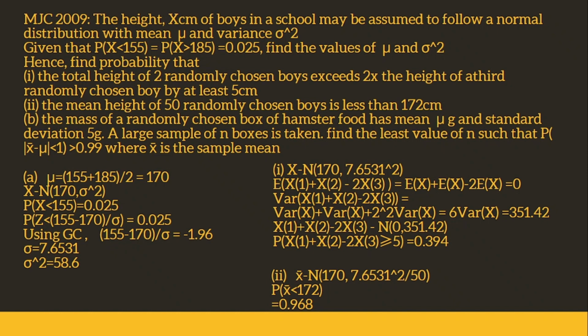Then for the last part, we'll have X bar having a normal distribution of mean 170 and variance 7.6531 squared over 50. We're going to find the probability that X bar is less than 172, which will equal 0.968. This is a bit on our sampling and hypothesis testing chapter as well, but basically if you want to find the mean height of randomly chosen boys, you always divide by the sample size to get the variance. The mean remains the same, but the variance you have to divide by the sample size. After you do that, you get your 0.968. Sorry for the confusion.